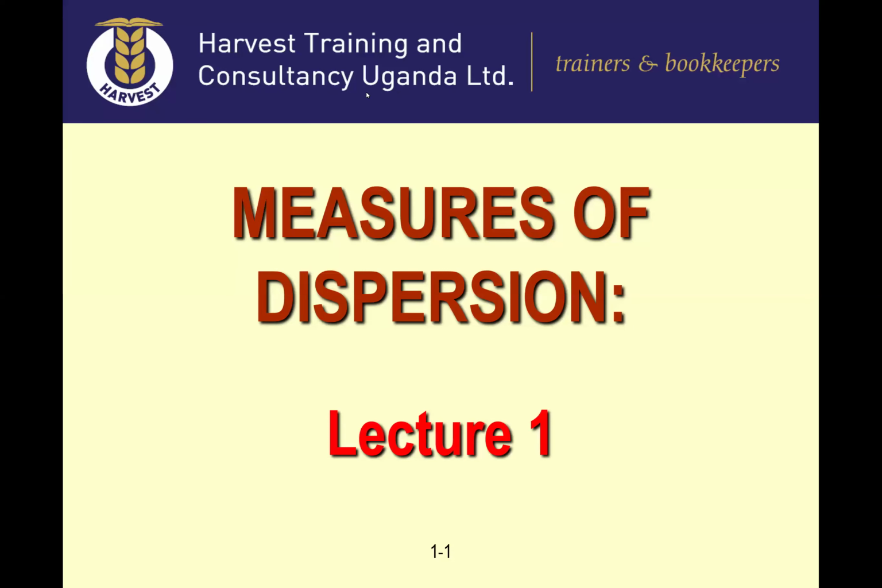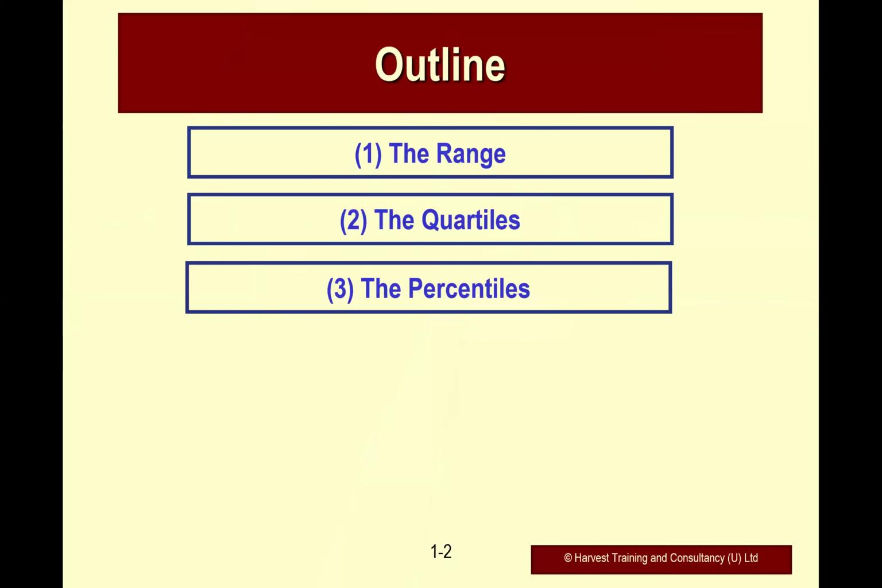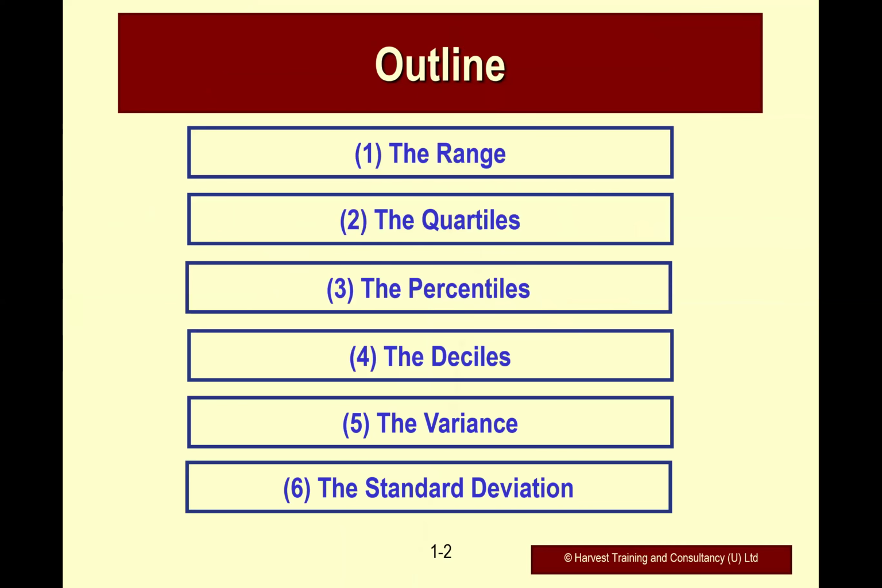So we are going to talk about measures of dispersion. And these include 6 major measures of dispersion. We have the range, the quartiles, the percentiles, the deciles, the variance, standard deviation. So here we have the 6 major measures of dispersion.